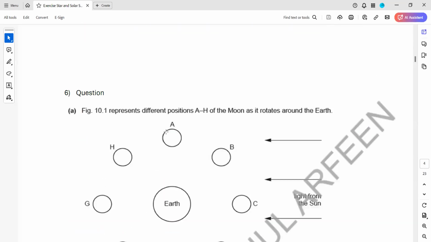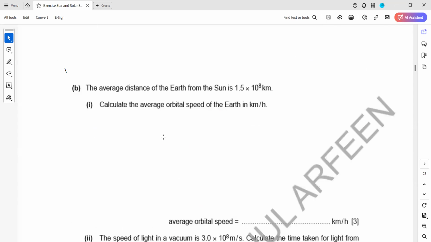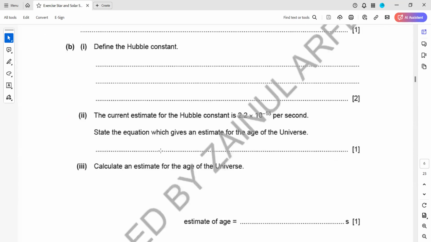So, exercise related to stars in the solar system. The first 7 questions we did. We'll start with question 8.